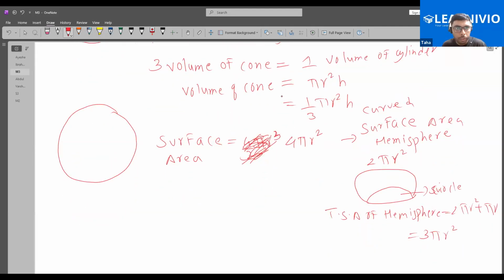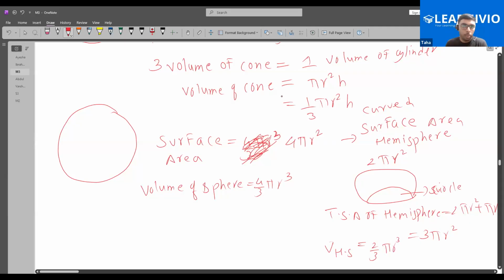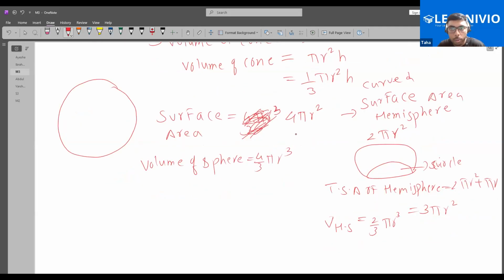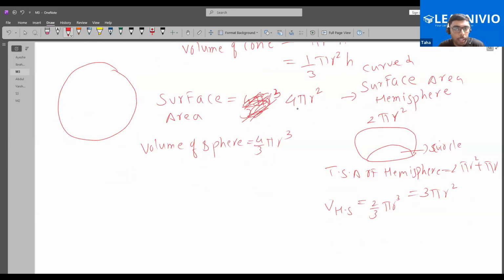Okay, now the volume of this particular sphere is going to be 4/3 πr³, and a hemisphere's volume is going to be half of that, so that is going to be 2/3 πr³. Okay, these two formulas you need to remember. There's no very intuitive way to remember them except just remembering them.